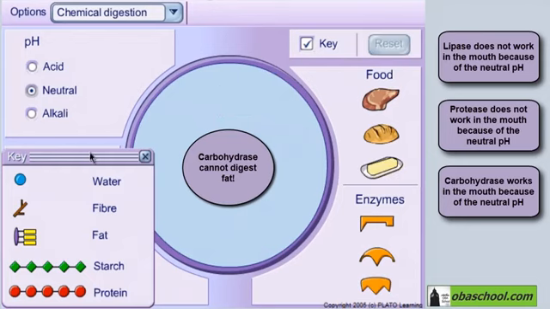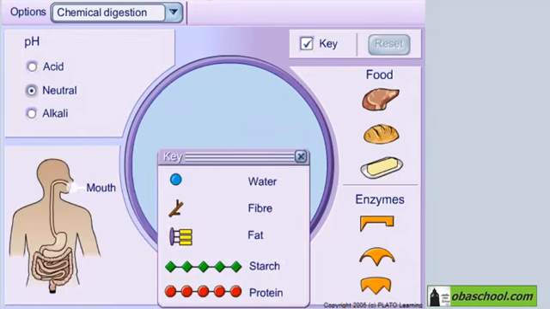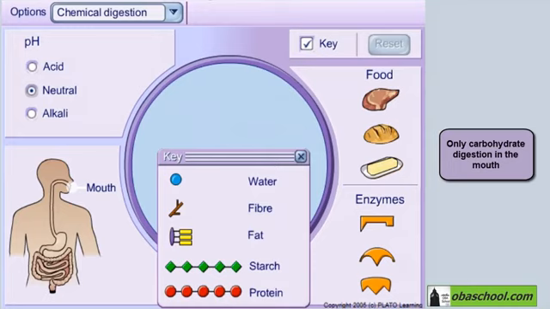So, what do we conclude? In the mouth, we only have digestion of carbohydrates under neutral pH using the enzyme carbohydrase. Of these three foods, we can only digest bread in the mouth.